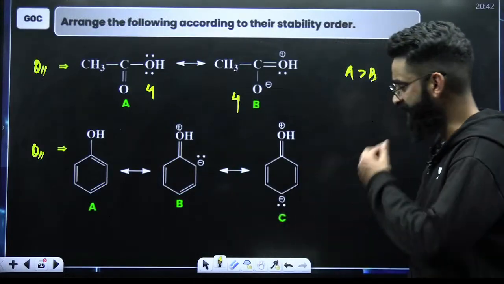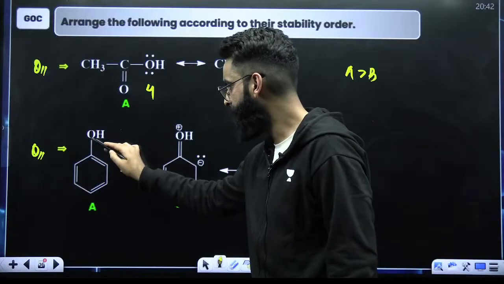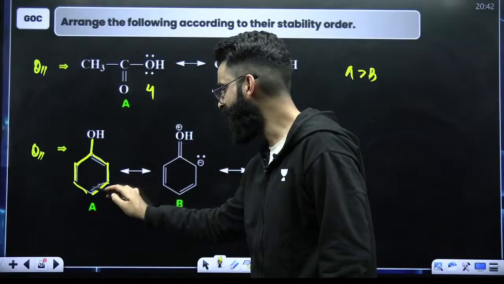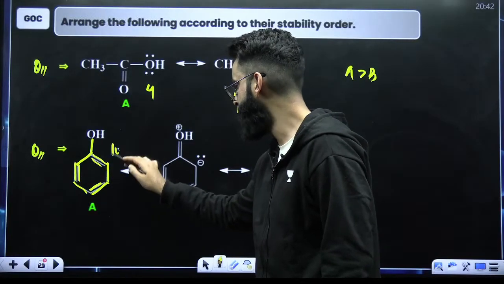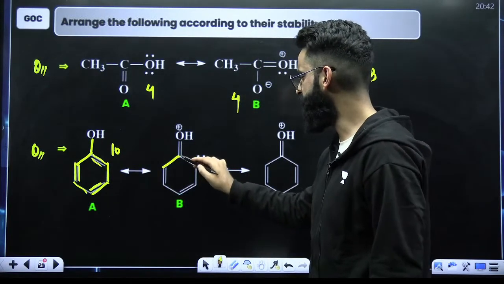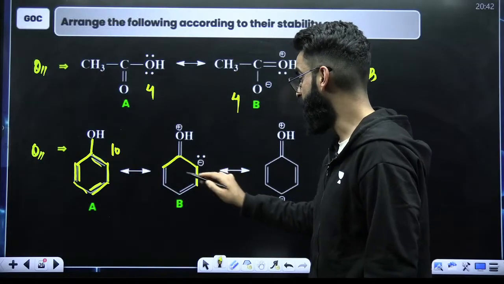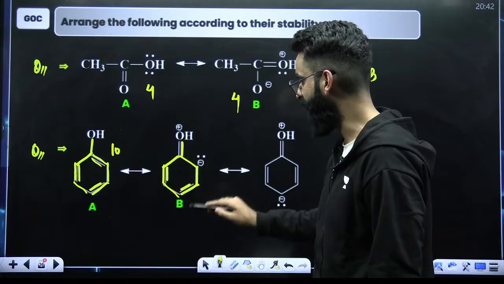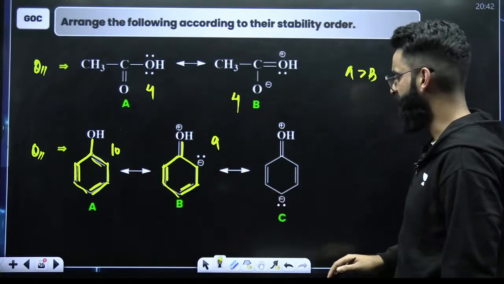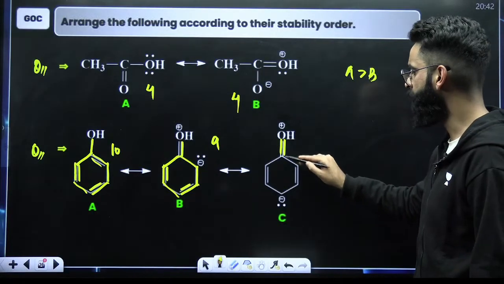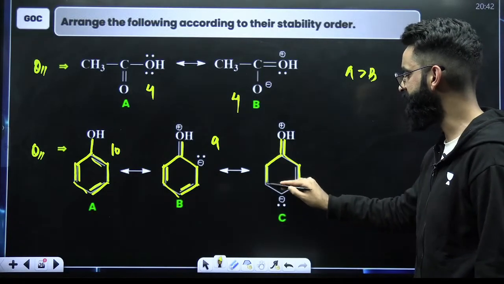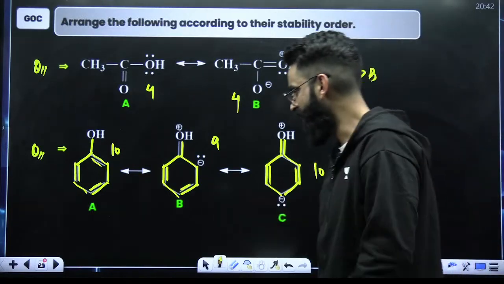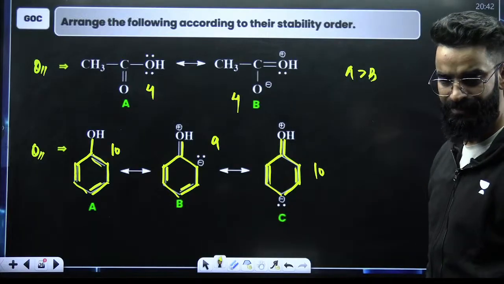Now, among A, B, C, first of all, count the bonds. 1, 2, 3, 4, 5, 6, 7, 8, 9, and 10. Over here in this particular case, 1, 2, 3, 4, 5, 6, 7, 8, and here also 9. So 9 bonds. Here in this particular case, how many? 1, 2, 3, 4, 5, 6, 7, 8, 9, 10. 10 bonds. Perfect. Right? So now give the order.